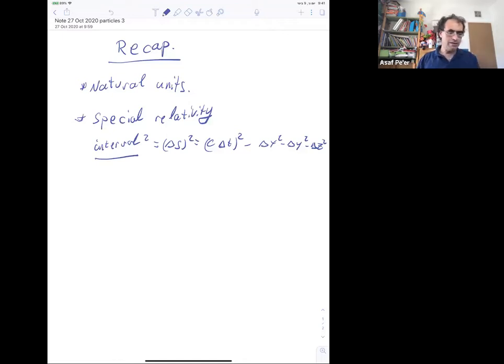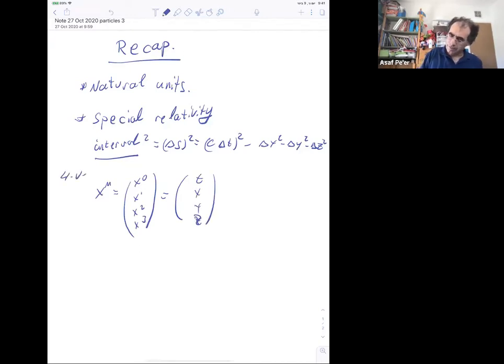And then we said, mainly a notation, that any event is described by four quantities, one of time and three of space. So we call it a four-vector, x^mu, which is x^0, x^1, x^2, x^3, which is simply t, x, y, and z. This is a four-vector.